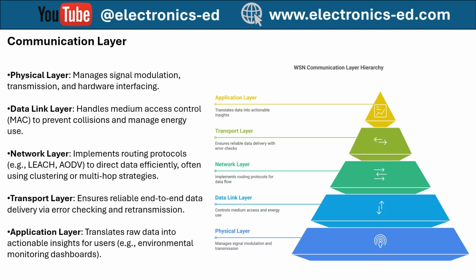2. Communication layers. The physical layer manages signal modulation, transmission, and hardware interfacing. The data link layer handles medium access control to prevent collisions and manage energy use. The network layer implements routing protocols to direct data efficiently, often using clustering or multi-hop strategies. The transport layer ensures reliable end-to-end data delivery via error checking and retransmission. The application layer translates raw data into actionable insights for users, for example, environmental monitoring dashboards.